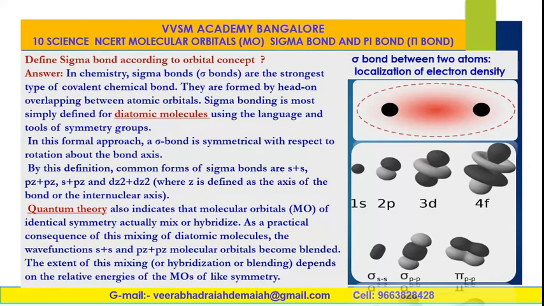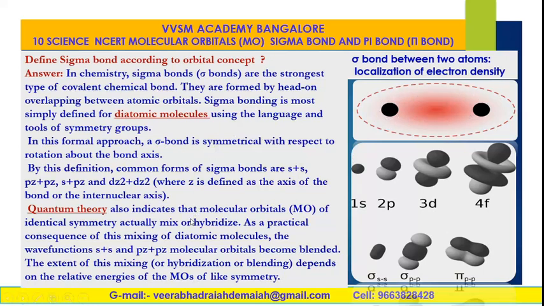Sigma bond according to orbital concept. What is a sigma bond? The sigma bond between two atoms is the localization of electron density. Each electron has its own density. The overlapping of electron density leads to the hybridization. Diatomic molecules, for example, sigma bond and pi bond.